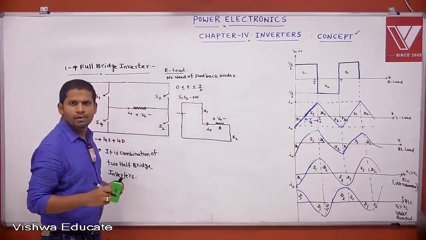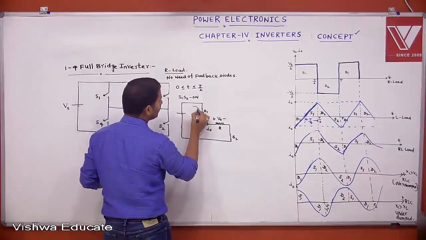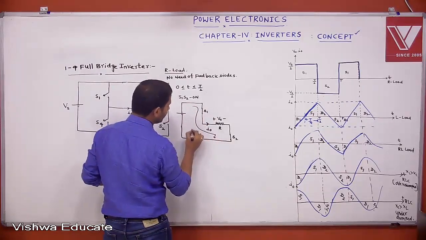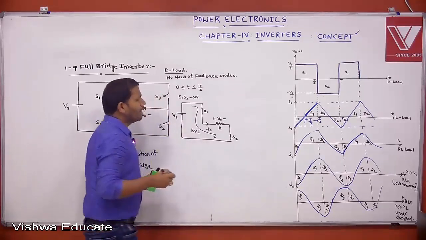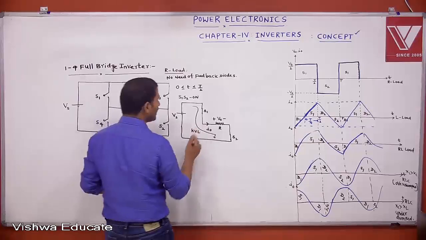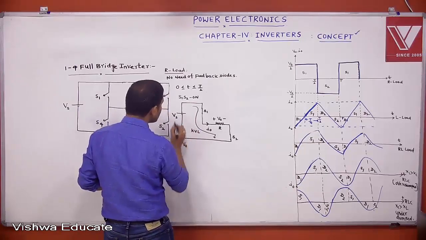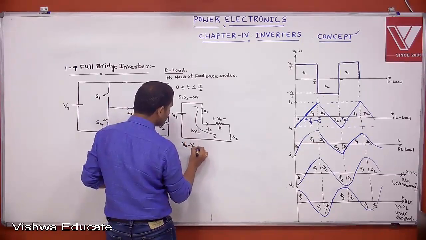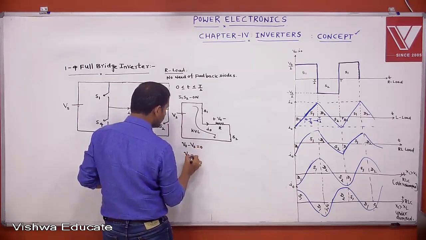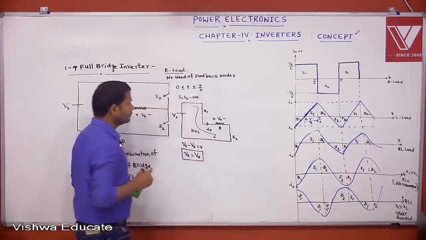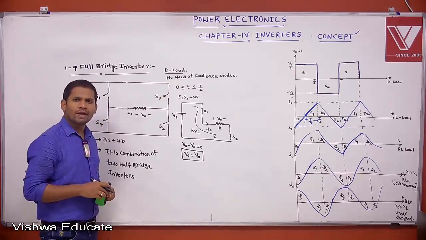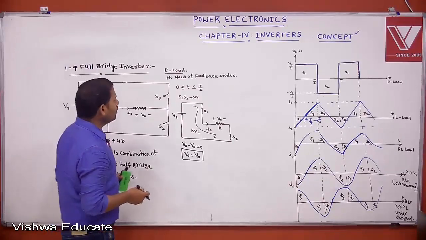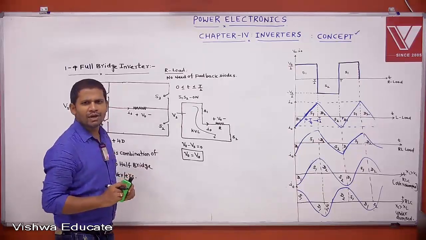Then apply the KVL for this loop. This is Vs. Then what we get? Enter at the positive terminal, take positive V0, then minus Vs is equal to 0. Then V0 is equal to Vs. If S1 and S2 are on, the output voltage we get is plus Vs.